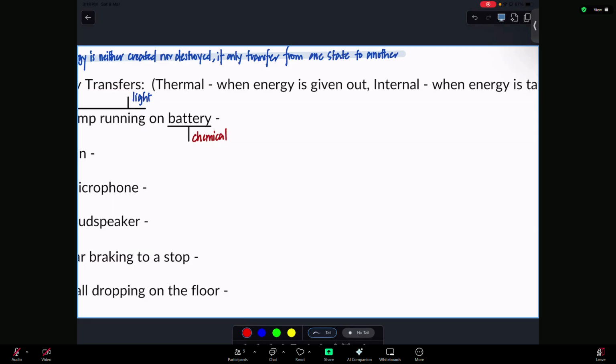Good question. So the bulb has two layers here. One is the filament inside, or in this case, the circuit. And on the outside, there's a glass out there.